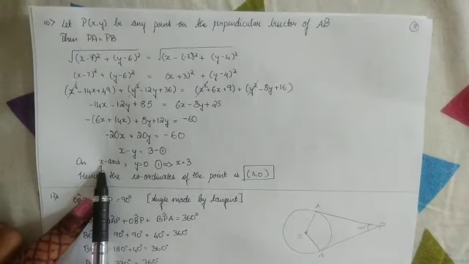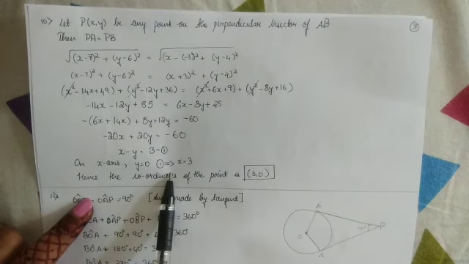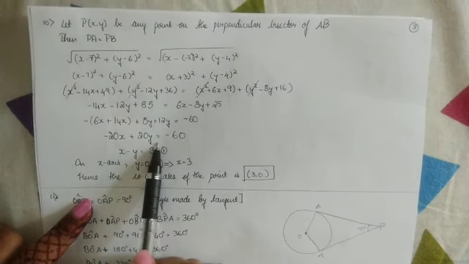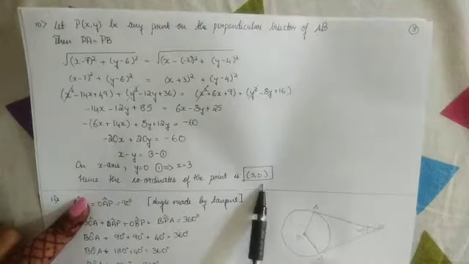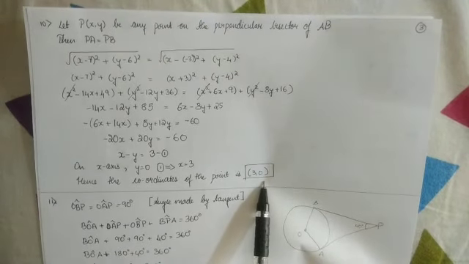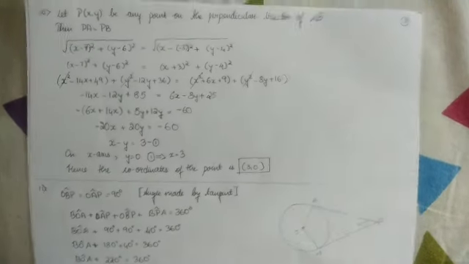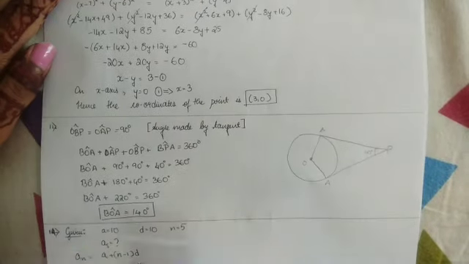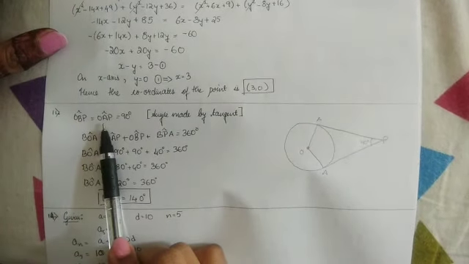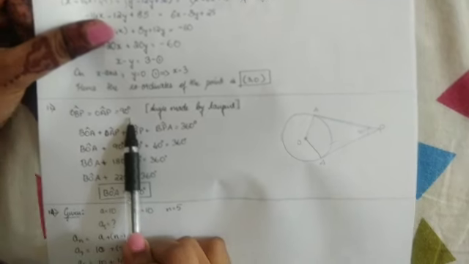Now the point is on the x axis. It means y equals 0. So when you substitute this value in equation 1, you get x equals 3. So the coordinates of the point are (3, 0).